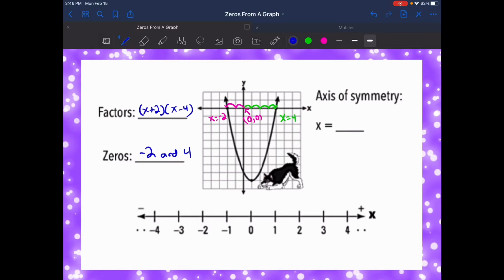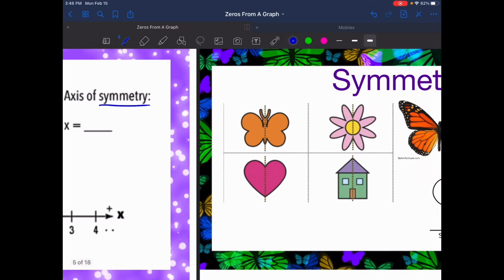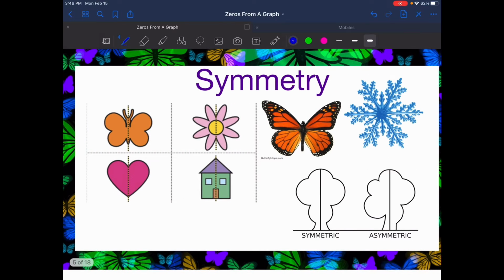Now there's something you can also get from looking at the graph, and that's going to be what's called your axis of symmetry. What do you think symmetry is based on these pictures?